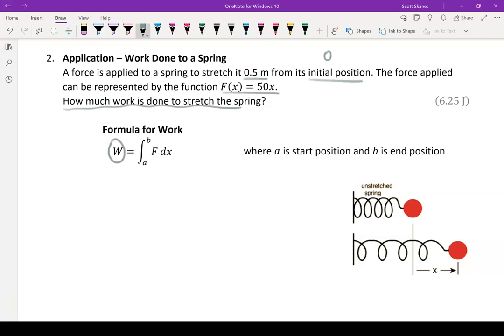The work is the integral of the force. So A is the start position. If that's the case, then A is going to be 0. B is the end position, which is going to be 0.5 meters. So if you're having trouble with the speed at which I'm going through this question, I would like you to pause the video and kind of take a moment to read the question yourself.